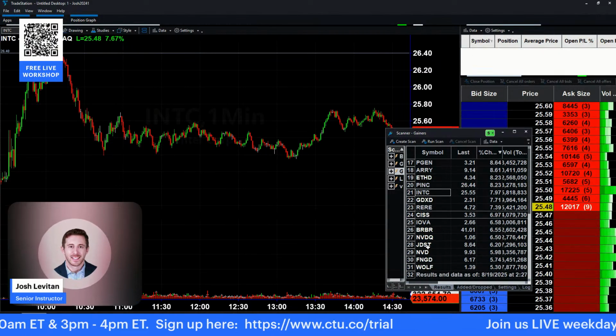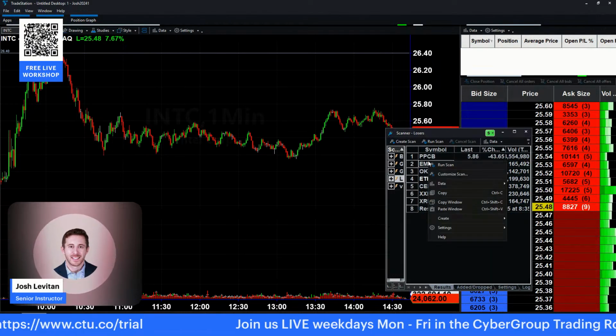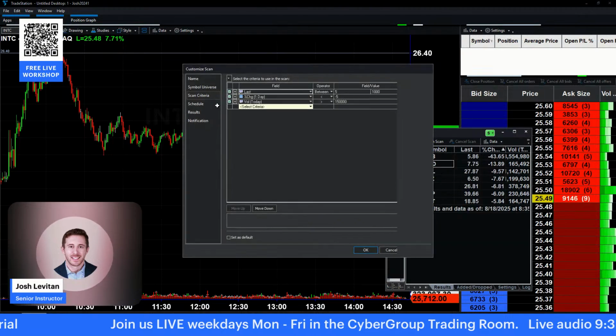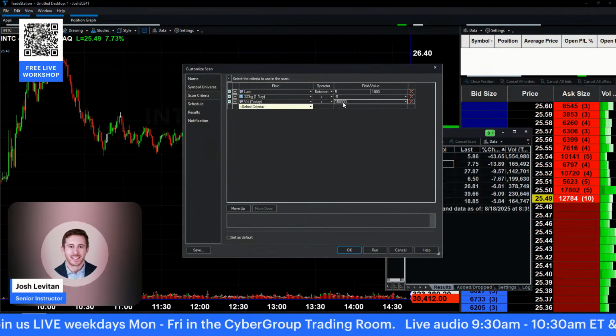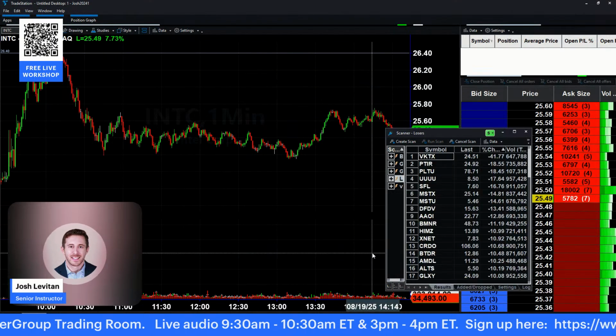Anything else looking good? Inverse ETFs. This thing is barely moving, so hop over to the loser side here. Let's actually show that volume right there. What do we got? Probably going to jack that up. Do 2.5 million. Just figure it out.